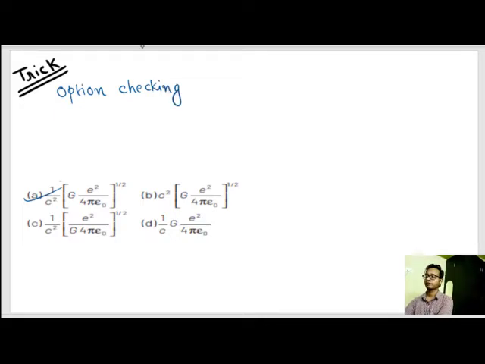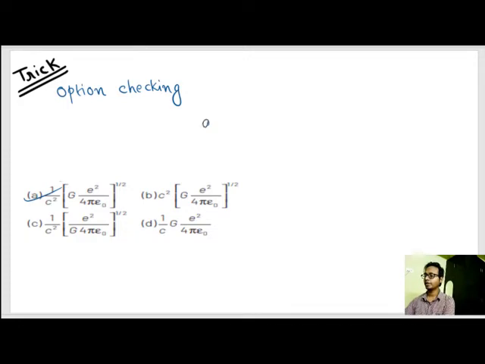Okay, so option checking might be a quicker method, but it also produces more silly mistakes or more errors. So apply the methodology as much as possible. Okay, and there are tricks, but as you get habituated with practice, then you can start applying tricks. Don't apply tricks on the first go. Okay, so let's check option number A. Option number A is 1 by c square times g e square by 4 pi epsilon naught to the power 1 by 2. So let's check this option.